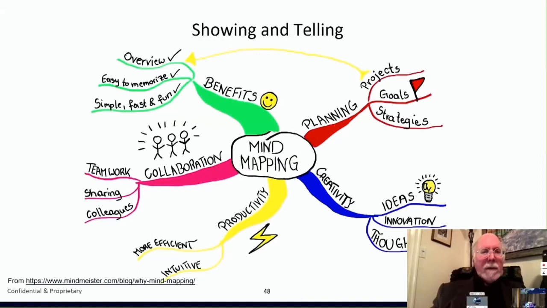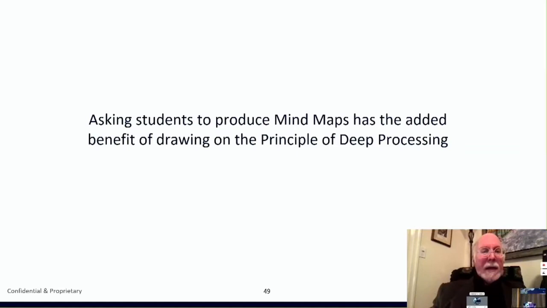Asking students to produce mind maps has the added benefit of drawing on the principle of deep processing. So you can combine dual coding by having them produce something or search the internet for it, something that causes them to have to process deeply. You can combine that with this dual coding. Next slide, please.